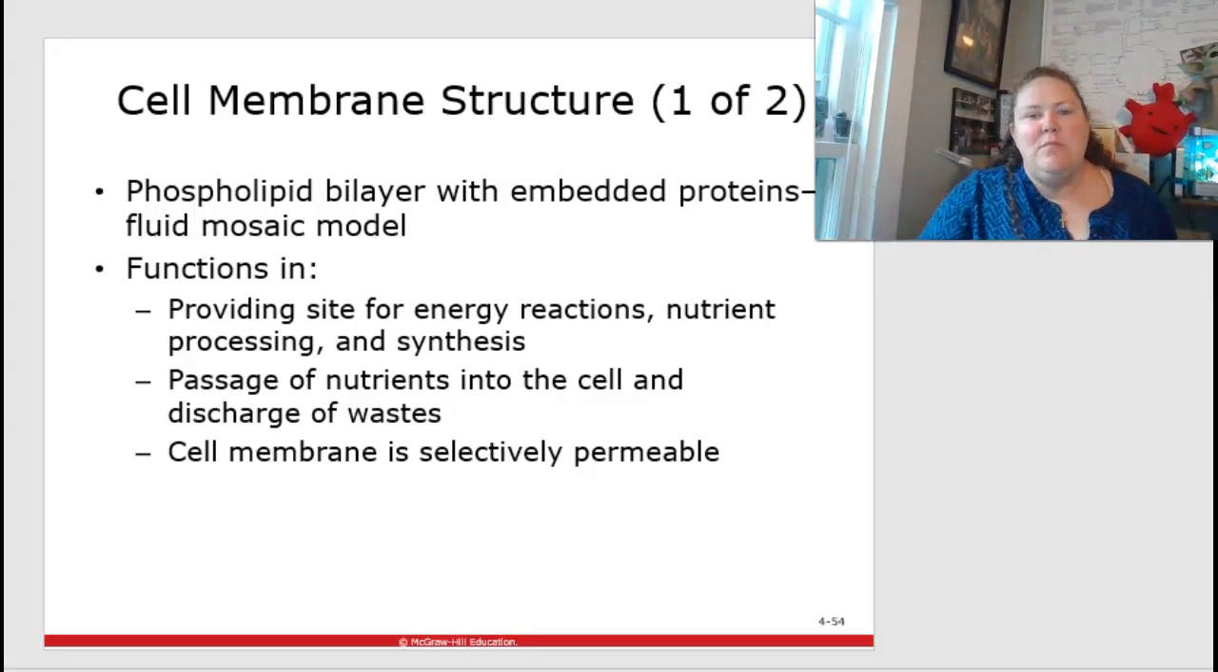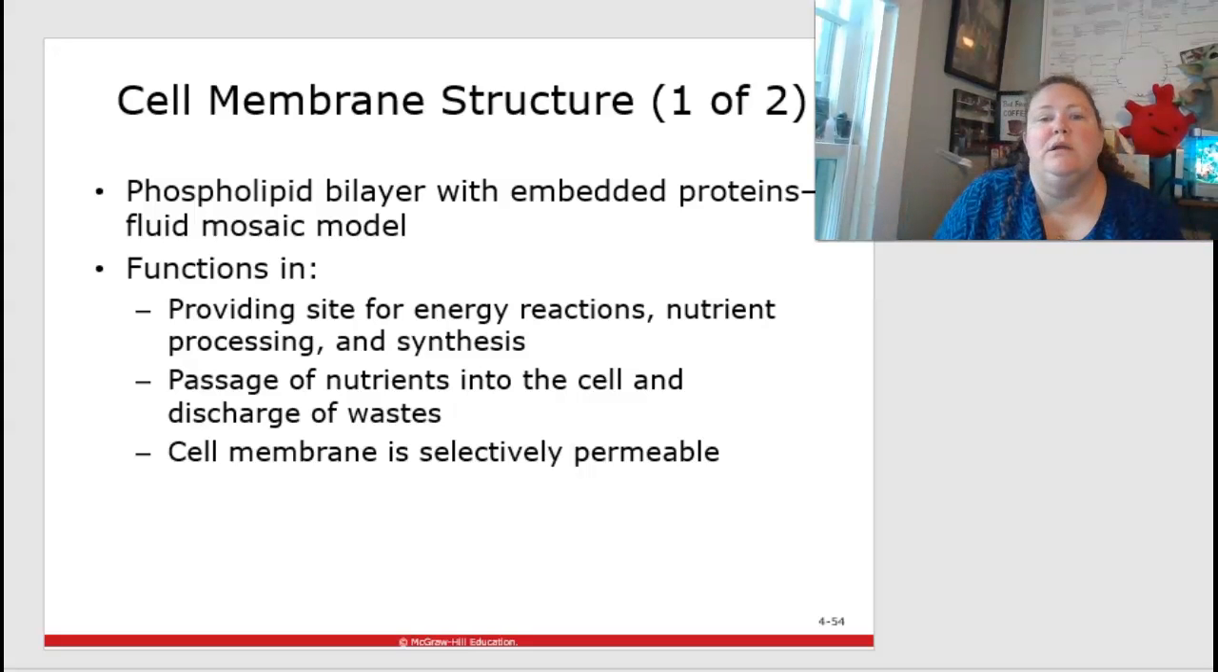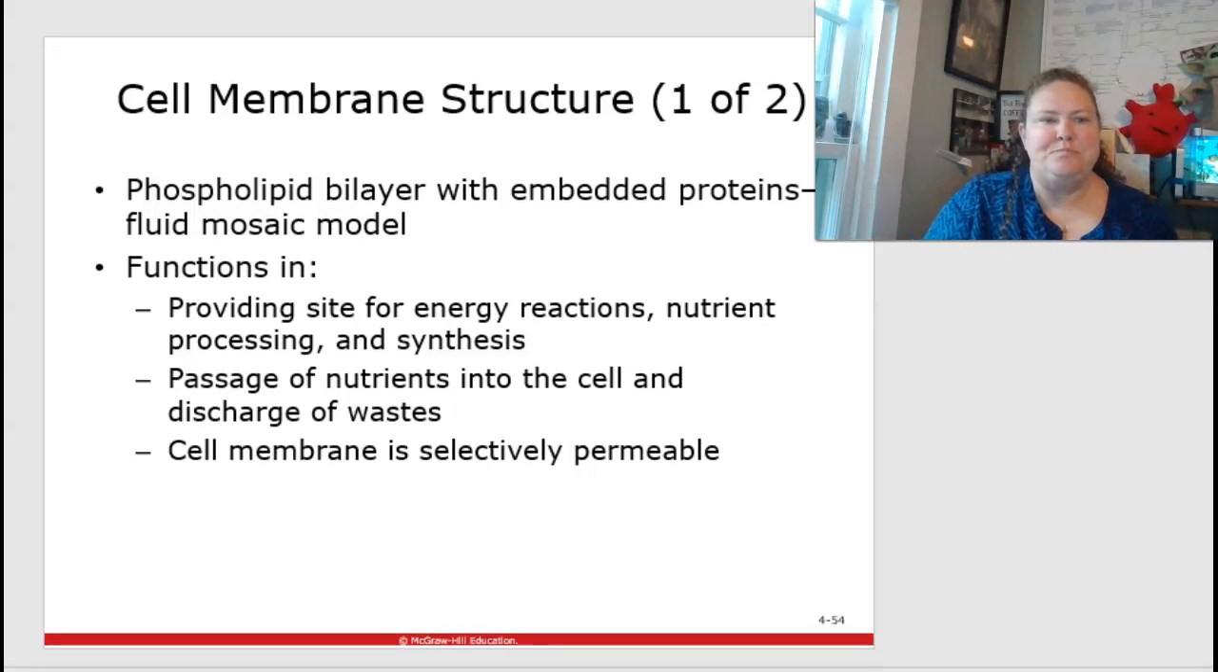Sorry. Okay, so cell membrane structure. It's really important that we have the cell membrane because it keeps things where they're supposed to be and it makes us not break. So the phospholipid bilayer with embedded proteins is the fluid mosaic model. This functions in providing a site for energy reactions, nutrient processing, and synthesis of various modalities in the cell. Fancy word, modalities, right? The passage of nutrients into the cell and discharge of waste also occurs, and the cell membrane is selectively permeable.